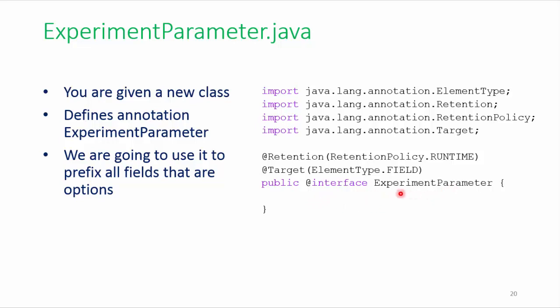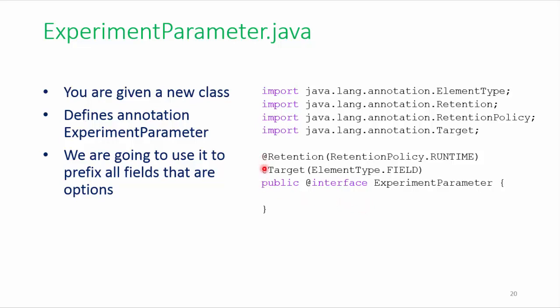It's just there to allow us to tag some of our attributes in those 4 classes in our hierarchy and mark them as, okay, this attribute represents an experiment parameter, so you should be able to set it to true via the command line. Okay, so the syntax here, public @interface ExperimentParameter, you should be familiar with this.